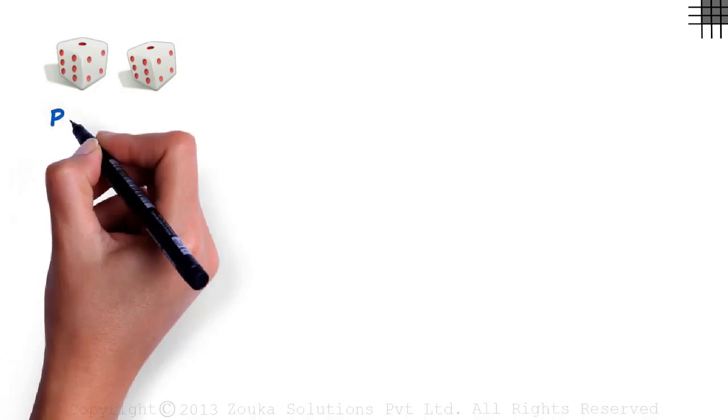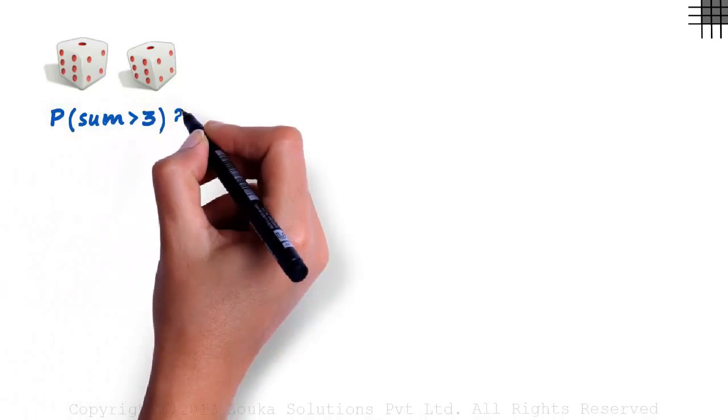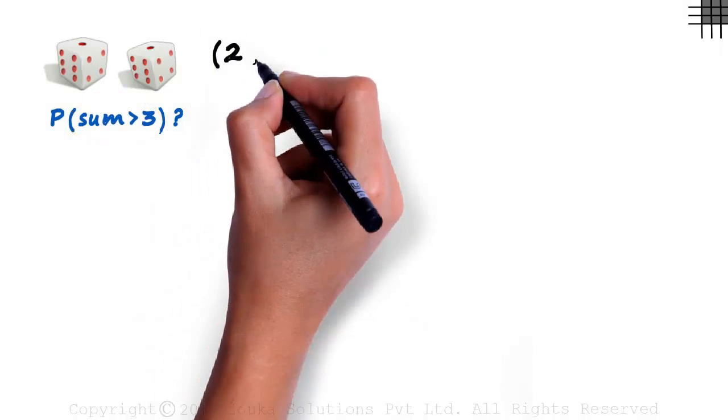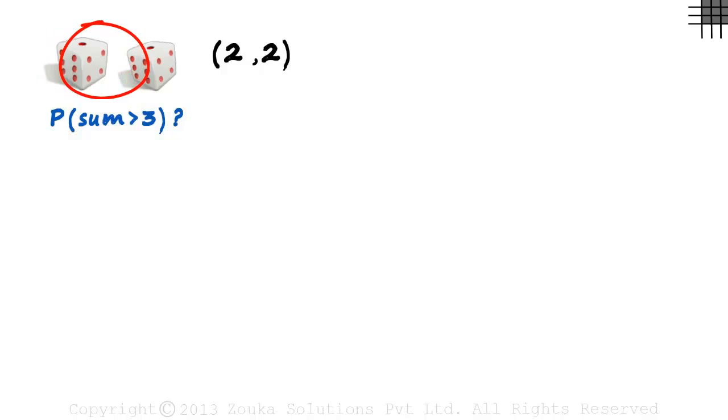Two dice are rolled and we need to find the probability of getting a sum greater than 3. Let's think of all the possibilities where we can get a sum greater than 3. A 2 and a 2, 2 on the first dice and 2 on the second dice. The sum equals 4, which is greater than 3.